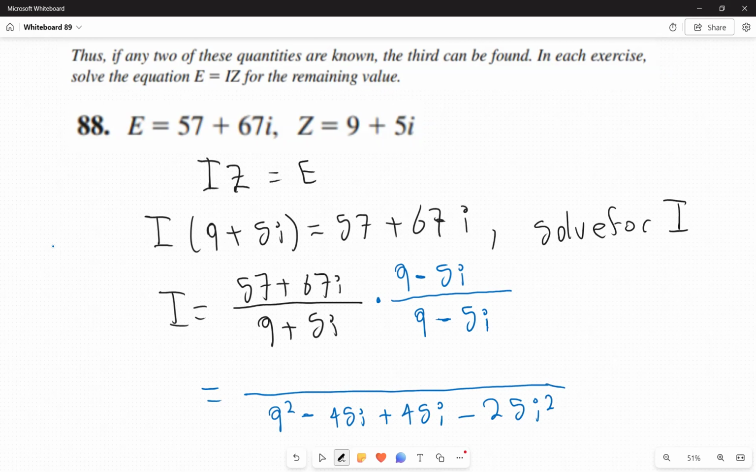And the numerator, we're going to FOIL. 57 times 9 is 513. 57 times minus 5i is minus 285i. 67i times 9 is 603i. And 67i times minus 5i is going to be minus 335i squared.